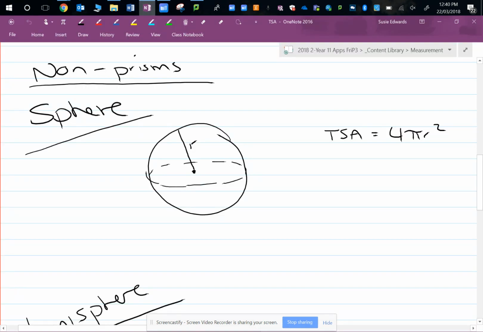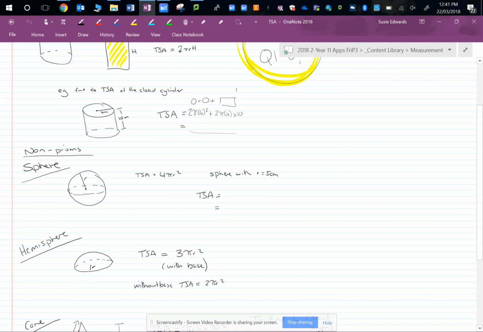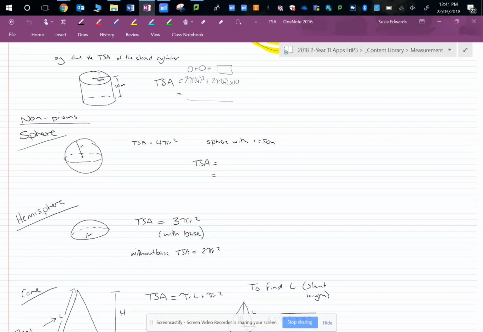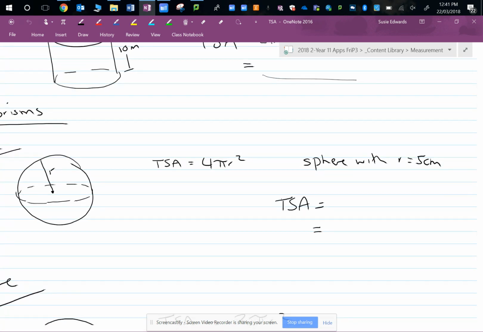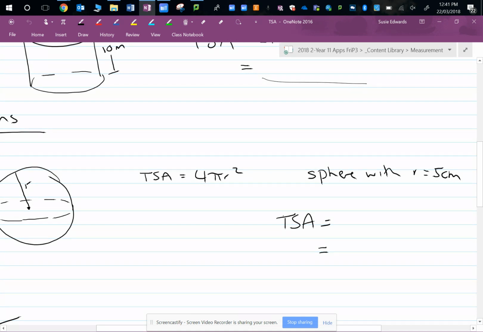All right. So the formula for a sphere is 4 pi r squared. All right, so that's for the outside surface area of a sphere. So if we had a sphere with a radius of 5 centimeters, how would I find the surface area?